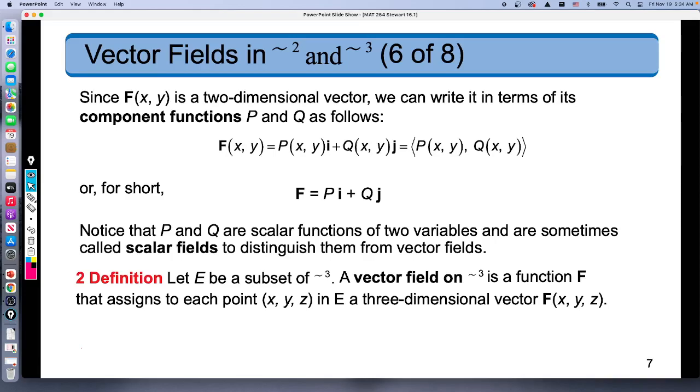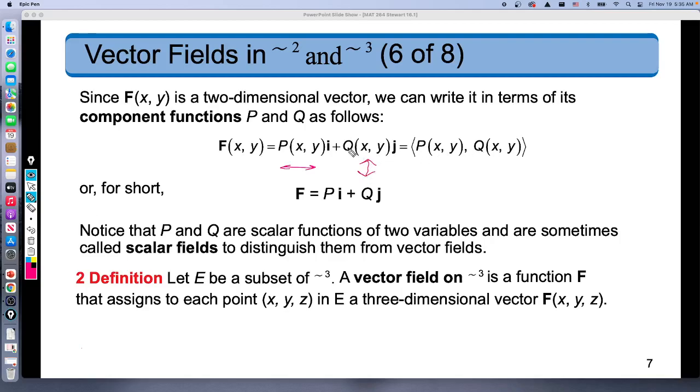We can represent them, remember, in various ways. We can represent it with the i and j components. The component of the vector, the force that's going in the x direction, would go with the i vector. The component that's going in the y direction goes with the j vector. So the i vector gives us horizontally left or right, and the j vector gives us up or down.